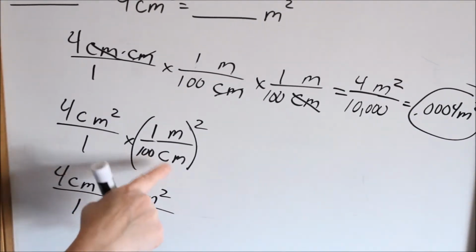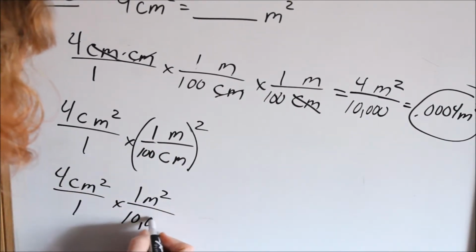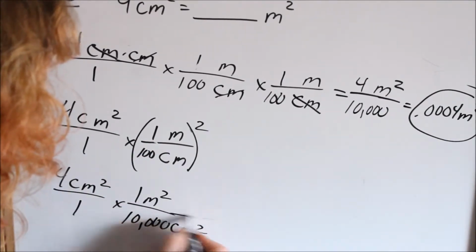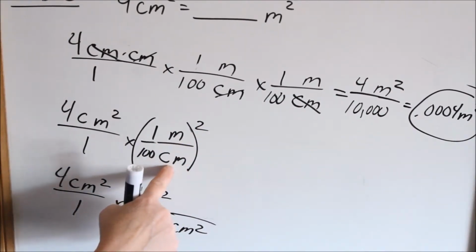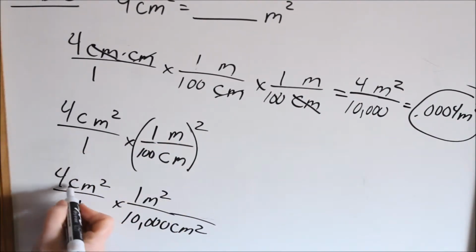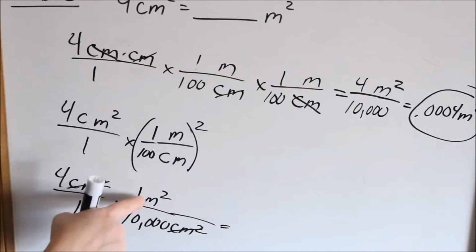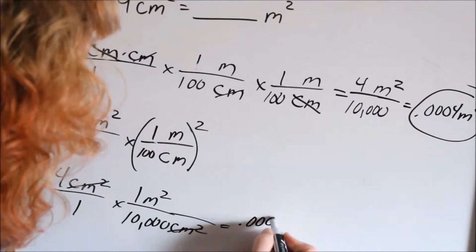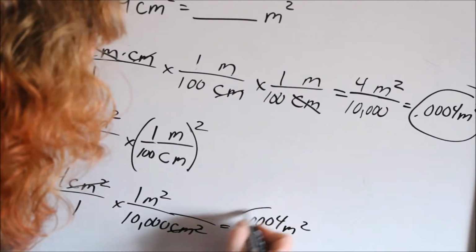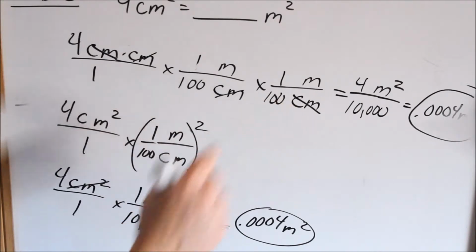So you have to square the number in front of your units as well. So 100 squared is 10,000 centimeters squared. Everything gets squared in the parentheses, the number and the unit. So now my square centimeters cancel. Now my numerator again is just 4 meters squared divided by 10,000, which would still be 0.0004 square meters. So this is a shorter cut way to do it. If you're concerned you can't keep up with the units, then do it this top way.